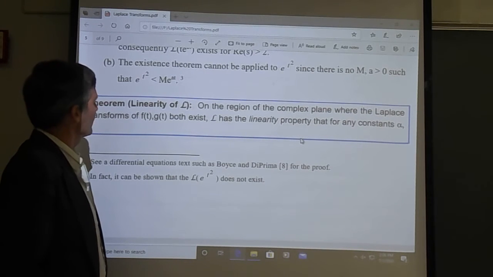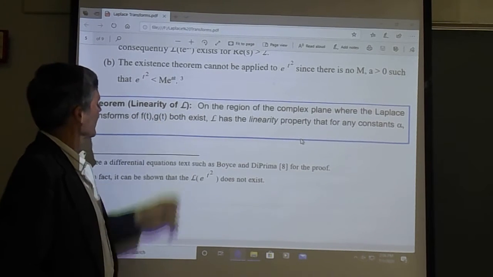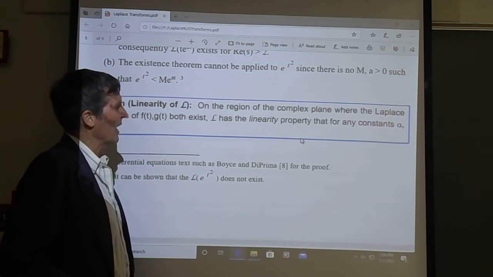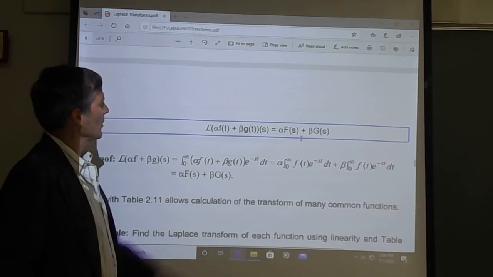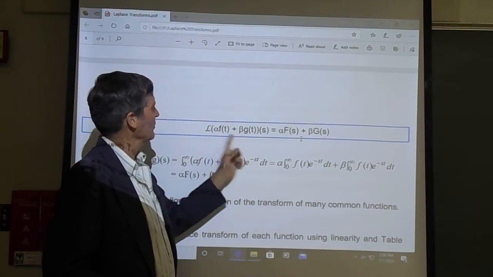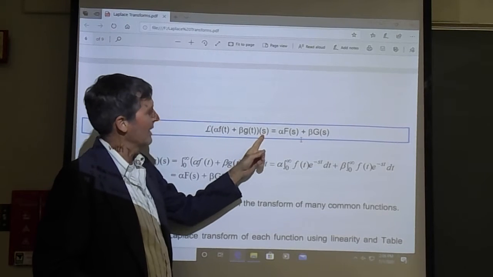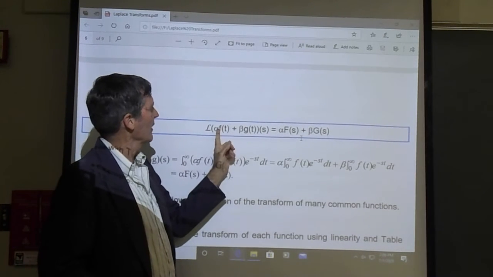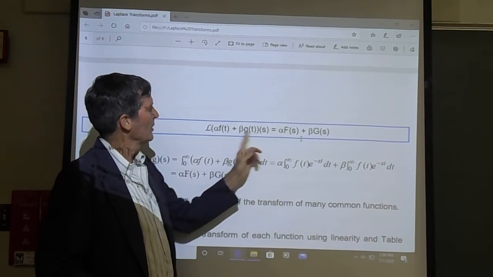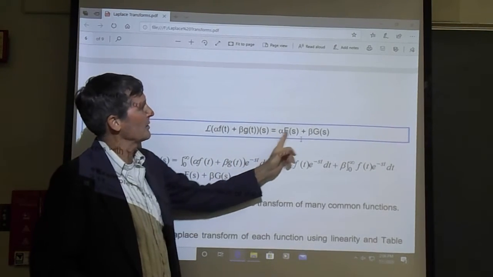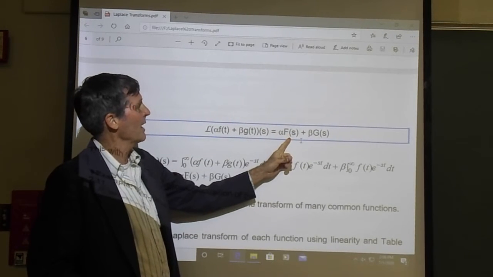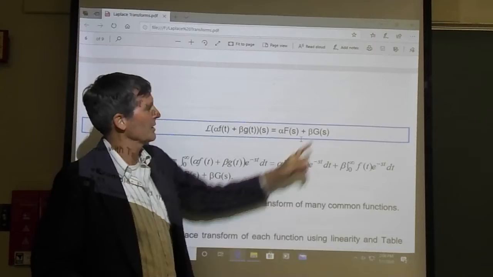And then it has this nice property of linearity. If two functions f of t and g of t both have Laplace transforms, so does a constant times one plus a constant times another. The Laplace transform of these, which is a function of s, is, if I have alpha f of t plus beta g of t, where alpha and beta are just numbers, the Laplace transform of the linear combination is the linear combination of Laplace transforms. It's alpha times the Laplace transform of f plus beta times the Laplace transform of g.